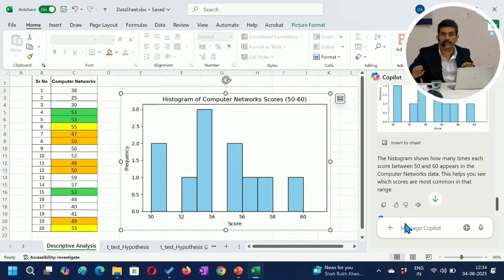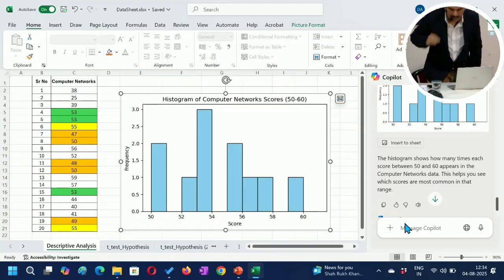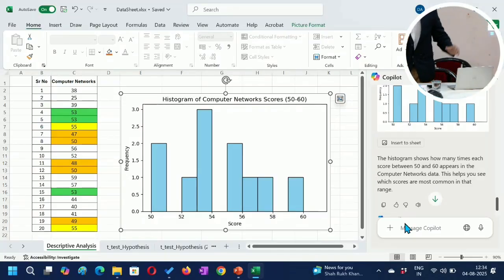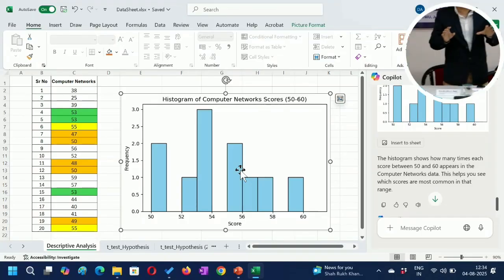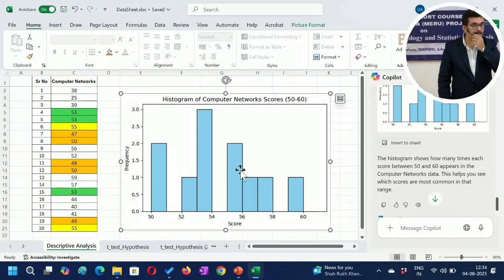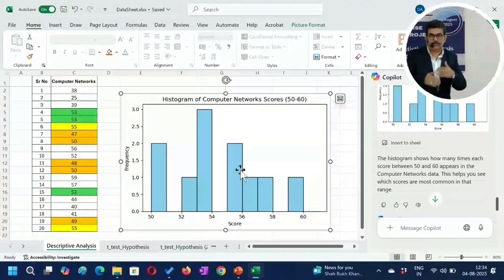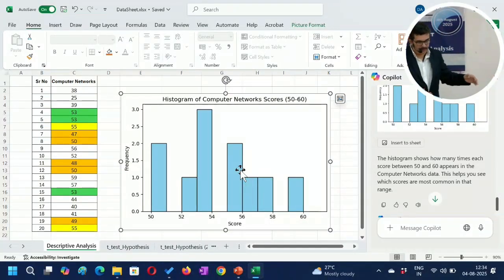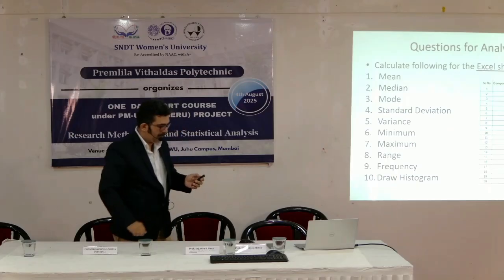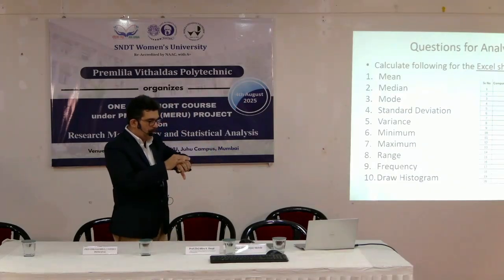So I think this is sufficient to explain how the Copilot works and makes your work very easy and with 100% accuracy, right? Okay. We will come to the question answer round afterwards. Let us continue with other topics first. So the descriptive analysis part is over.